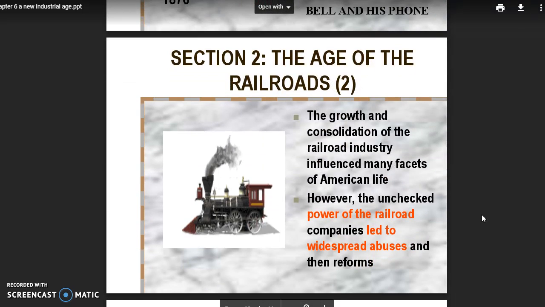Okay, section number 2 we're going to look at here is the railroads. Again, it was mentioned before that they were big consumers of steel. Question number 6 is asking, explain what issue occurred when railroads were left unchecked. The growth and consolidation of the railroad industry influenced many facets of American life. However, the unchecked power of the railroad led to widespread abuses and then reforms. So for number 6, please write down what you see in red. The power of the railroad led to widespread abuses.